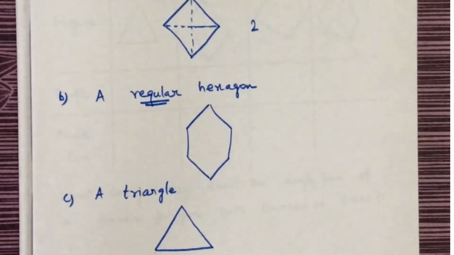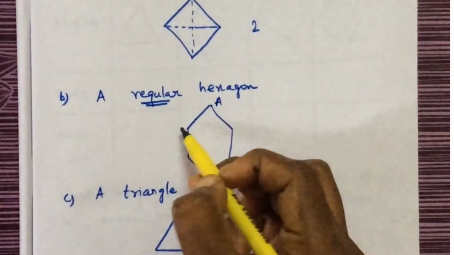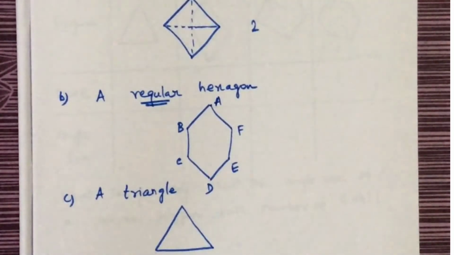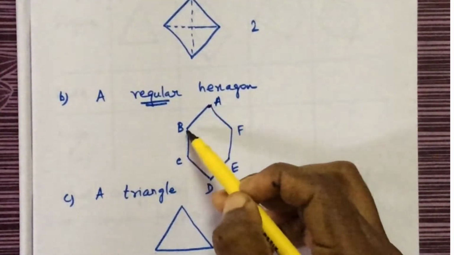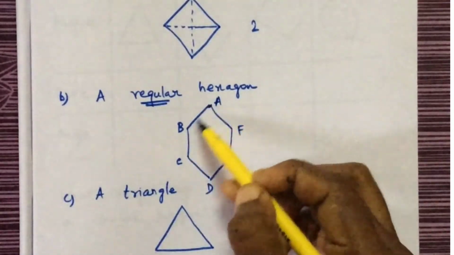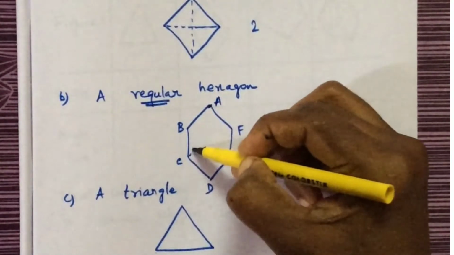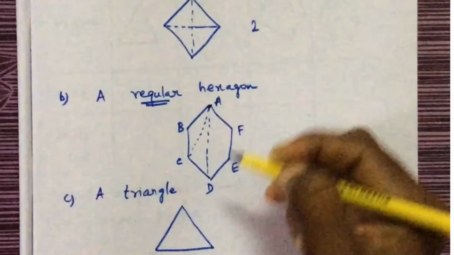Now I have to find how many diagonals are here. So let me mark it A, B, C, D, E, F. Diagonals: I have to draw a line segment to the non-consecutive vertices, the vertices which are not nearby. Suppose I take A, there is already a line to B and F. This is a side and this is a side. Other than that, you have to draw a line, which is AC, AD, AE.